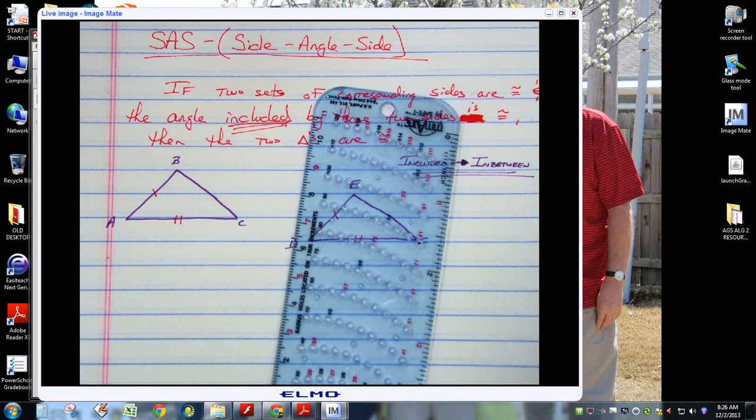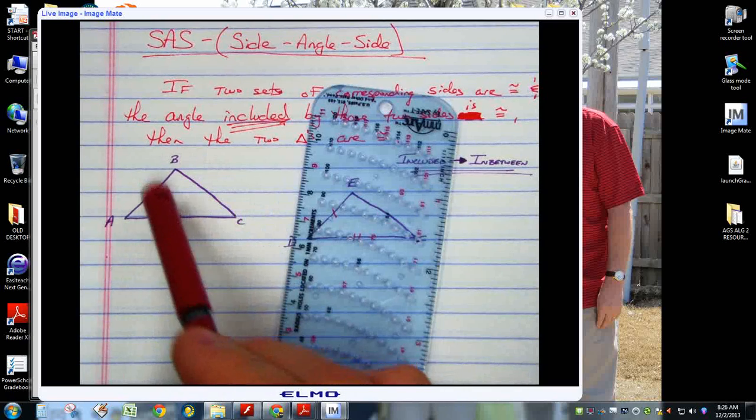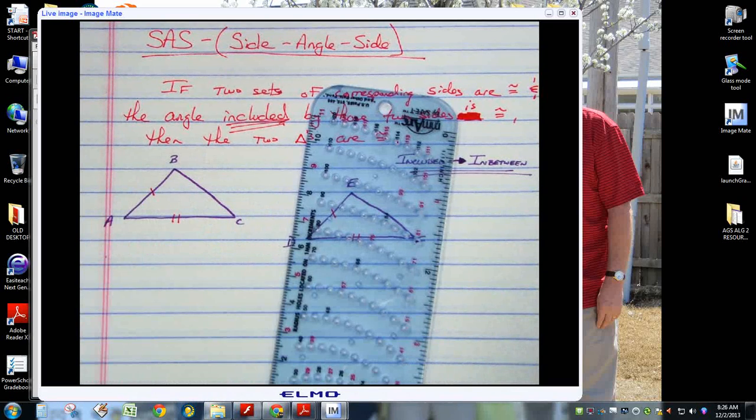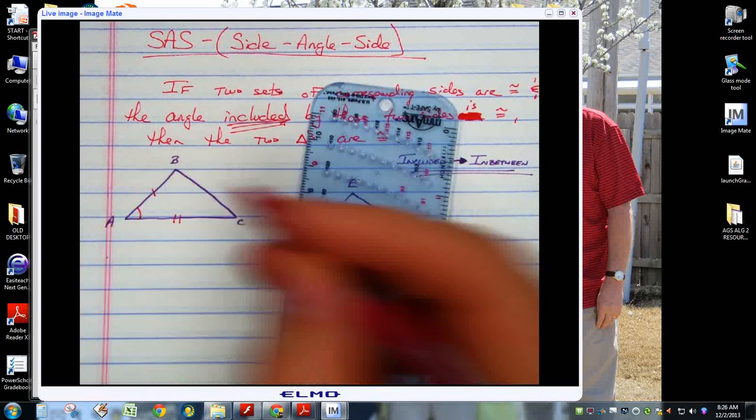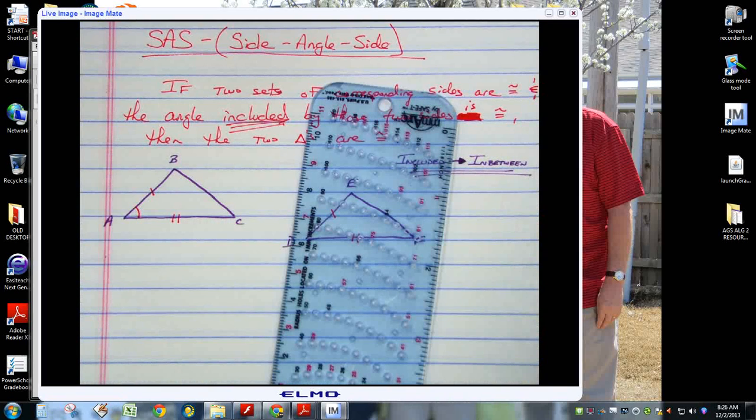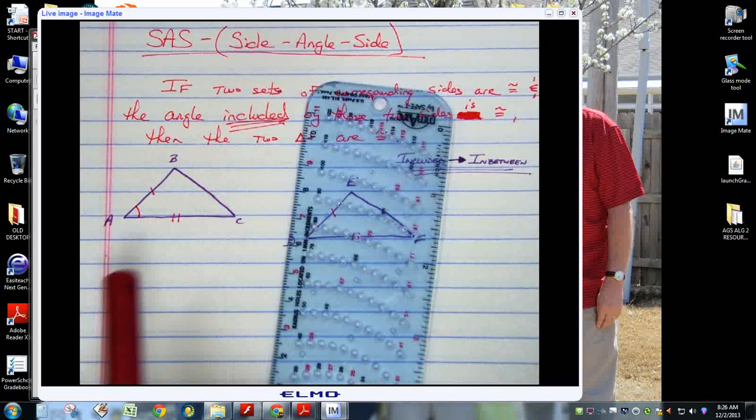Which one is the included angle? Now, remember I said in between. So, which one looks to be in between the two marks? Does it look like A? That's what I would infer. But at the same time, let's investigate it a little bit further.